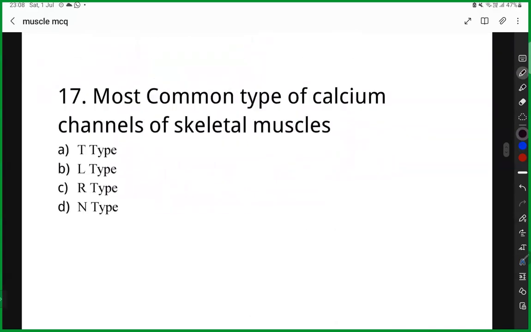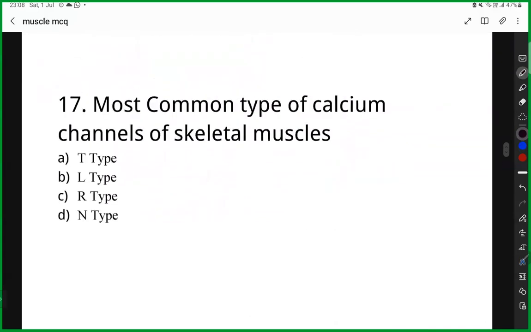Okay, number one. And then, most common type of calcium channel of skeletal muscle. Remember, the most common type of calcium channel present in the skeletal muscle in a human is going to be your L type. So remember that.